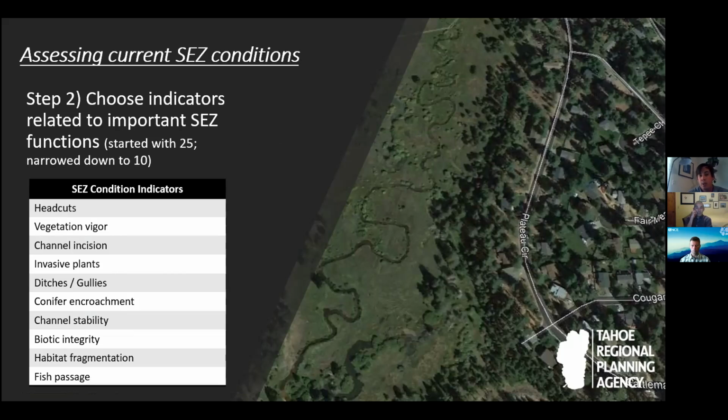So then the second step is choosing measurable indicators that relate to these important SEZ functions. So we started out with about 25 potential indicators. That's obviously way too many to measure. So we narrowed it down to 10 of the most important ones using a selection process that I'm not going to go into, but we were able to narrow it down to 10. And these condition indicators are listed here. You can see they go from head cuts to conifer encroachment, fish passage, a bunch of different indicators. And depending on the SEZ type, different indicators apply to different SEZ types. So for example, a meadow does not share all the same indicators as a non-perennial stream, but they all pull from this list of 10.